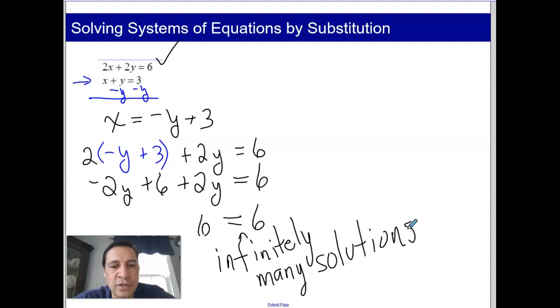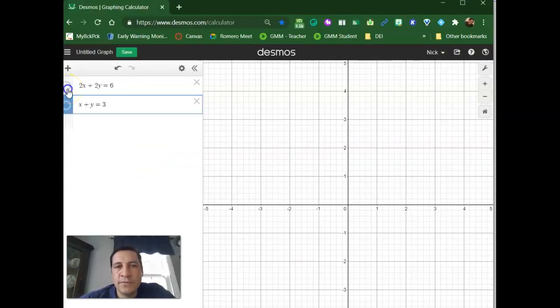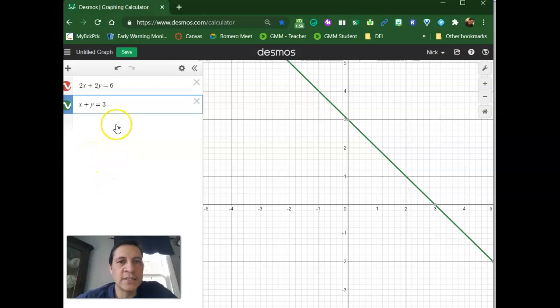And of course, let's take a look at the graph and see what that looks like. All right, here is the first equation, 2x plus 2y equals 6. When we graph the second equation, x plus y equals 3, you'll see it's the same line. They are both the same exact line, and that's how we know that there are infinitely many solutions to this. And that's how we solve systems of equations by substitution.